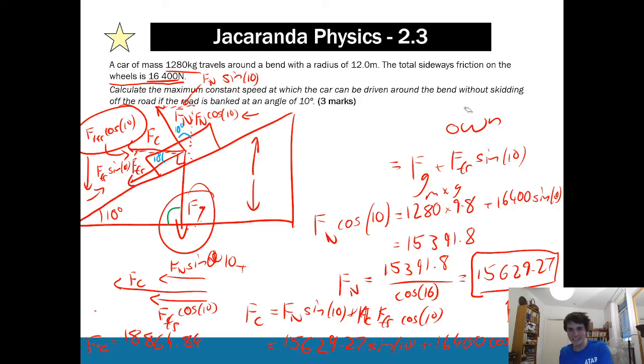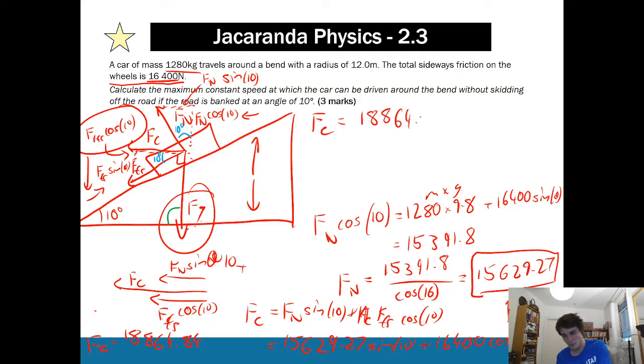Now I'm going to quickly clear up some space up the top here, because we're still not out of the woods yet. This is quite a nasty question. I imagine in an HSC it would be worth a couple more marks than just 3 marks. But now that we've figured out our centripetal force is equal to 18,864.84, just a quick sanity check: does that sound reasonable? Well, our centripetal force is composed of the sum of both the frictional force and the normal force. Our frictional force is pretty high. Our normal force was also pretty high. So yes, we would expect a decently high centripetal force.